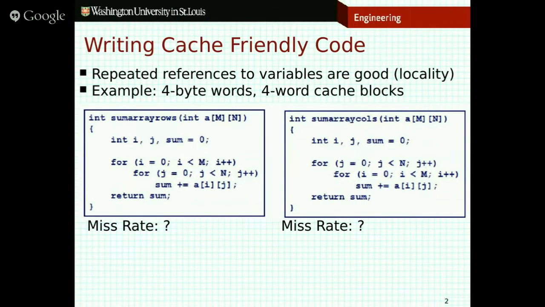If you look, we've got two different chunks of code here that only differ very slightly. In fact, the only difference between the two is the loop variables. They get switched, right? That's the only difference between these two chunks of code. But that one small switch actually has a very significant effect on the performance of this code.